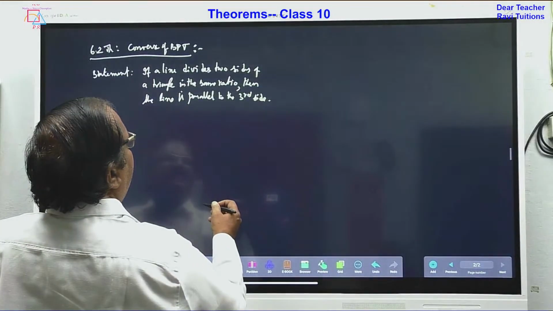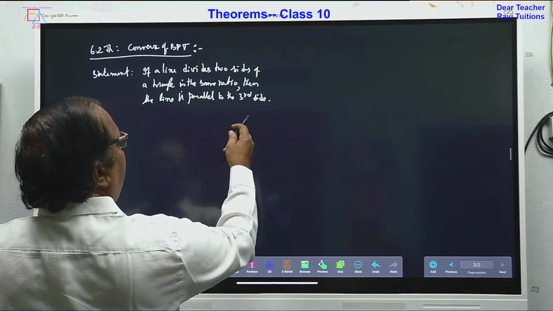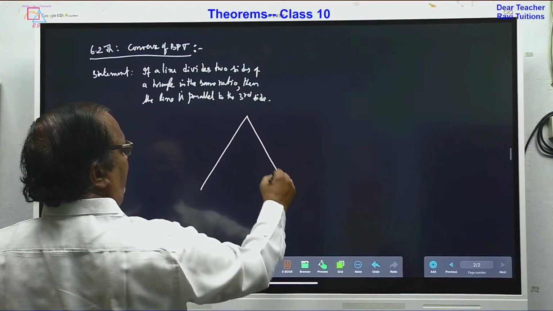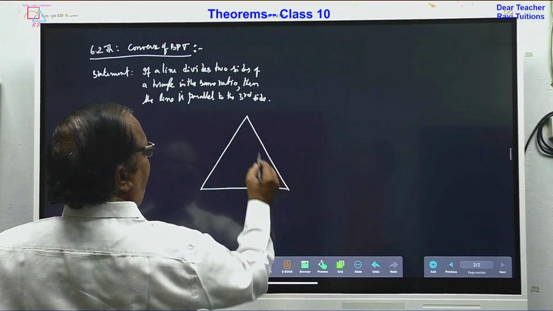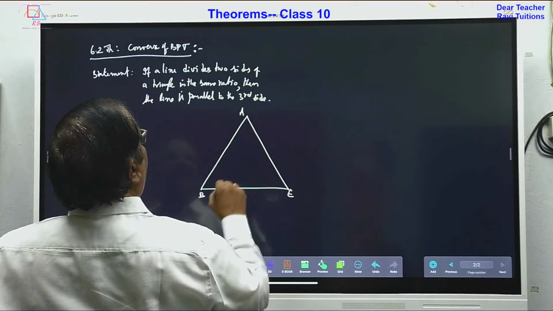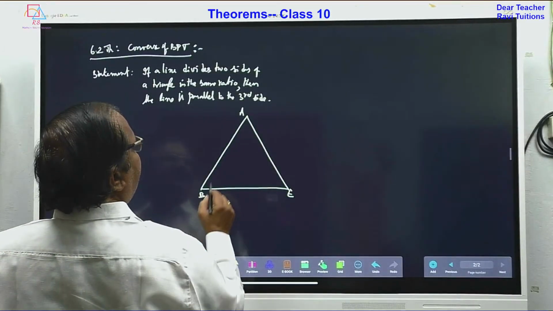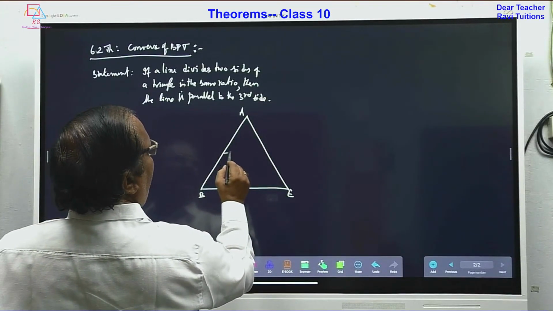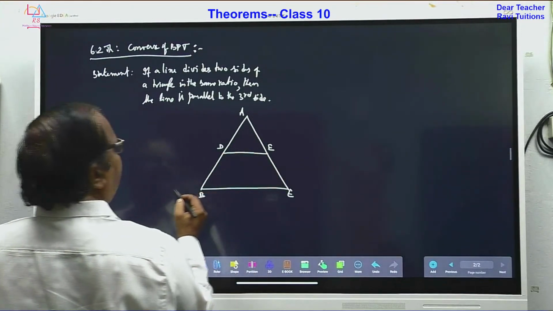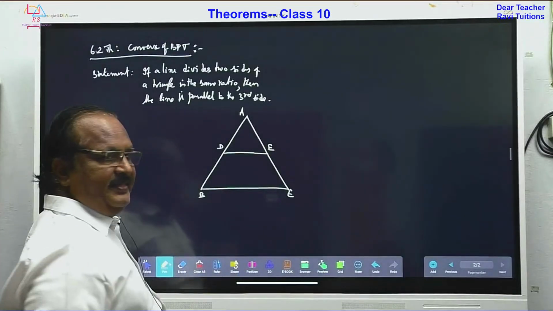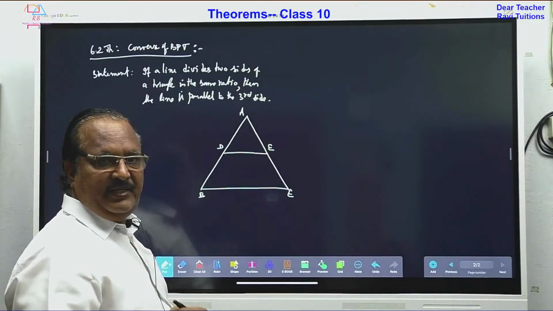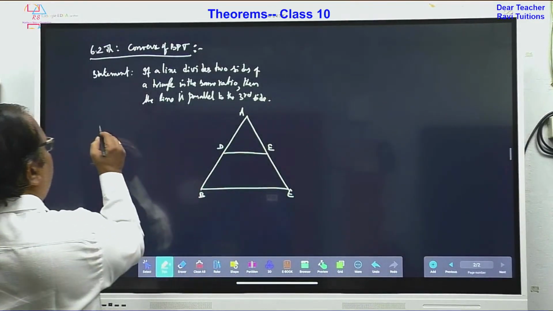So for this, let me draw a pictorial representation. Let us draw ABC is a triangle. Okay, and one line divides the two sides in the same ratio. Let us write DE is dividing two sides in the same ratio. It is not parallel to BC, but it is dividing AB and AC in the same ratio. That is given. So write it in the given.